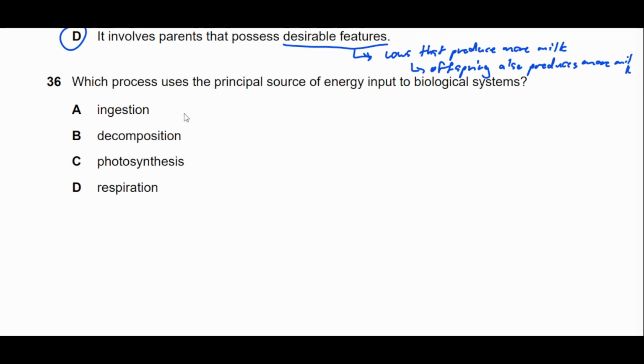Which process uses the principal source of energy input to biological systems? So principal source of energy input, that's only one, which is photosynthesis, right? It takes energy from the sun and it puts it into the biological systems. Okay.